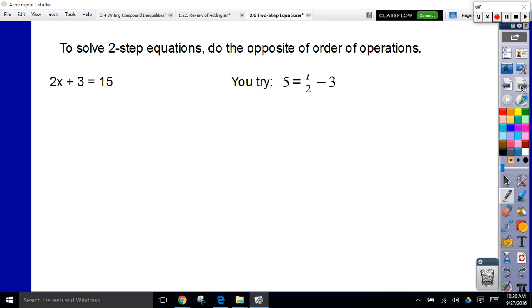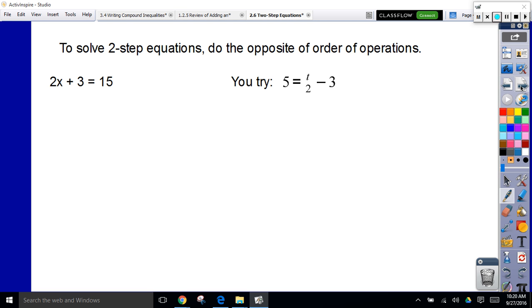Okay, when we solve two-step equations, we need to do the opposite of order of operations. So when we get rid of things that are on the same side as the variable, we have two choices here. We have 2 times x, so we have something that's multiplied times x, and then we also have a plus 3. So if this were a one-step equation, to undo multiplication, we would divide. If it were just adding a 3, we would subtract the 3.